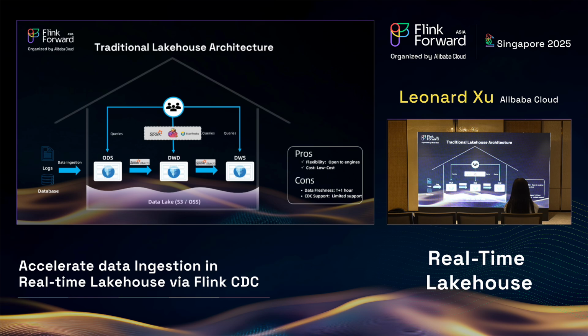But in the traditional Lakehouse, there are 2 shortcomings. The first one is that the data freshness is not so good, because we use a computing engine like Spark in batch style, so the data freshness is usually 1 hour or 3 hours. Another thing is that CDC support is not so good. If you use a lake format like Iceberg, Iceberg is not good at changelog. That means when you want to update an existing record.